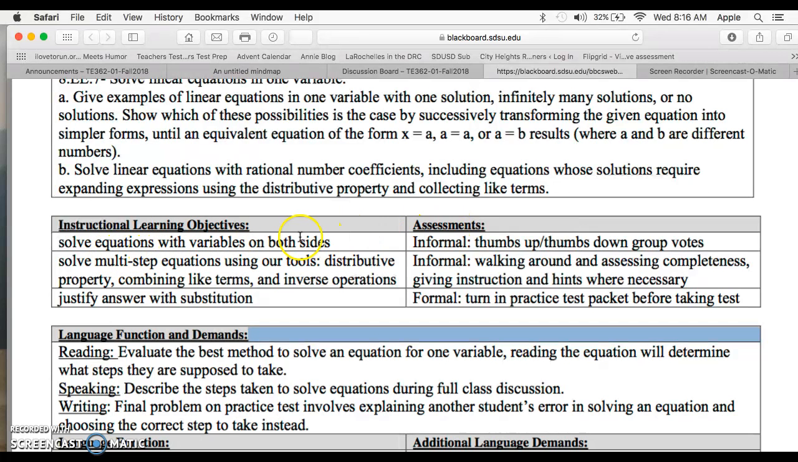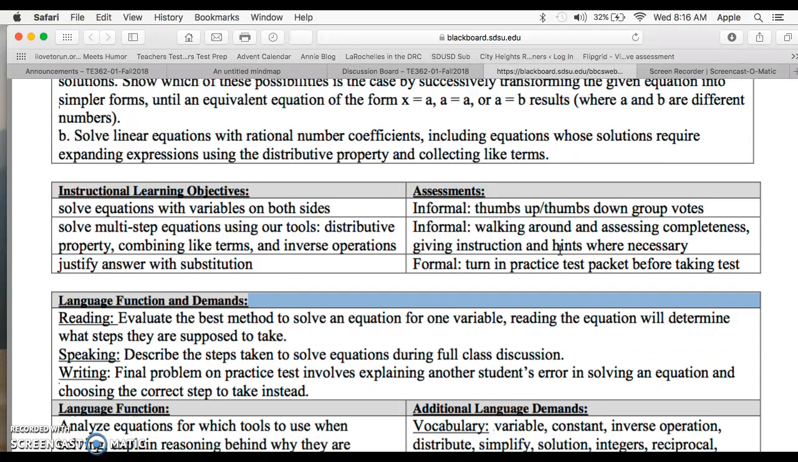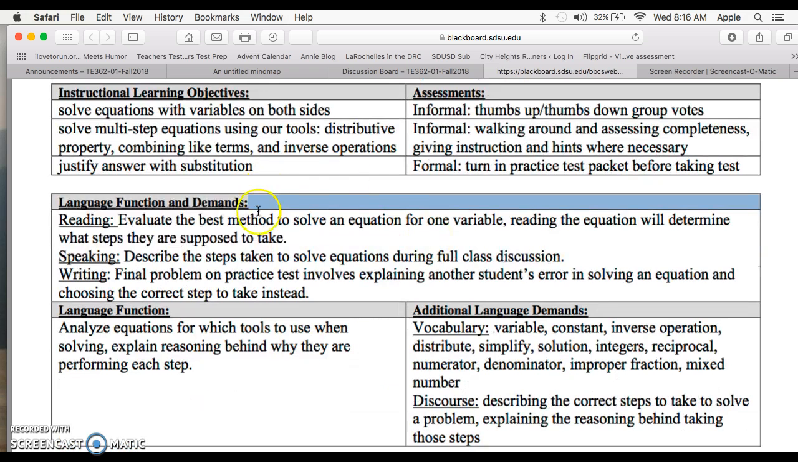So they're solving equations with variables on both sides, and the teacher is doing thumbs up and thumbs down on group votes. And then they're solving multi-step equations using their tools, and the teacher is walking around. And then right after that, on that first page, there's the language function and demands. This lesson plan actually helped me to understand what that means.